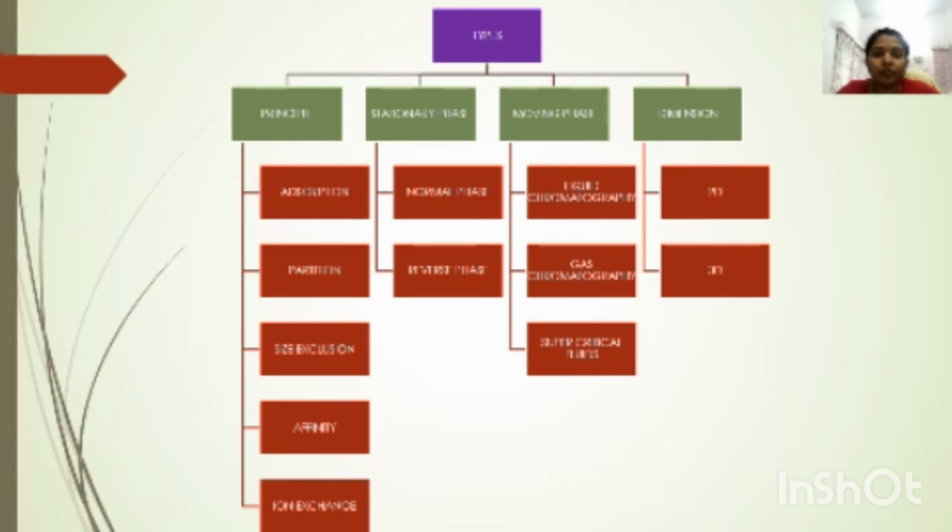And even if you are considering the mobile phase or the moving phase, then we can use liquid as our mobile phase. Then it will be liquid chromatography. Then we can have gas chromatography. Here we will be using a solid or a liquid as the stationary phase, and then gas is the mobile phase. And even in liquid chromatography, there can be solid-liquid or liquid-liquid.